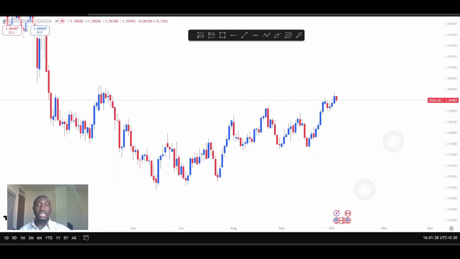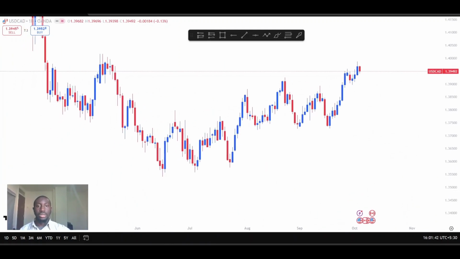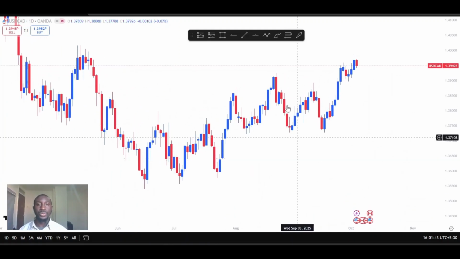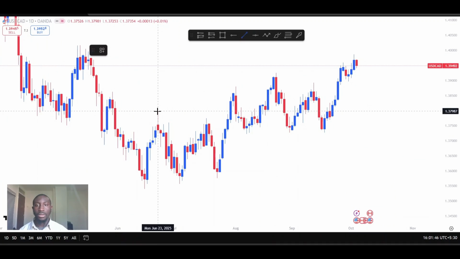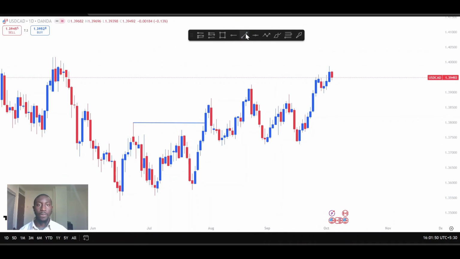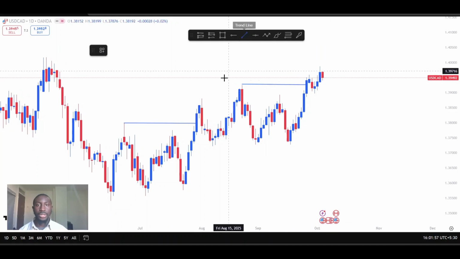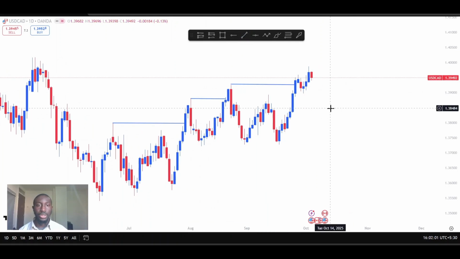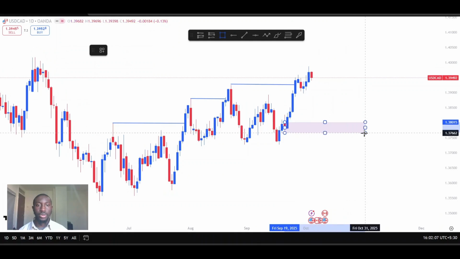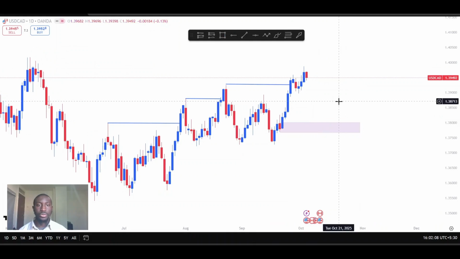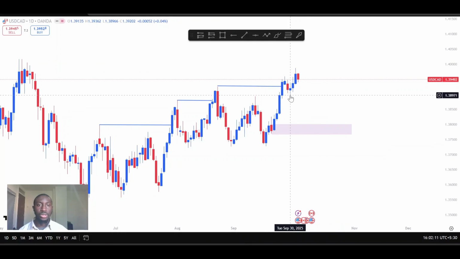Okay, for USD CAD, as you can see, it is kind of clear. There's a break. There's another break again from here. So this is the low that we're going to be watching out for, we're going to buy. So here now turns liquidity.